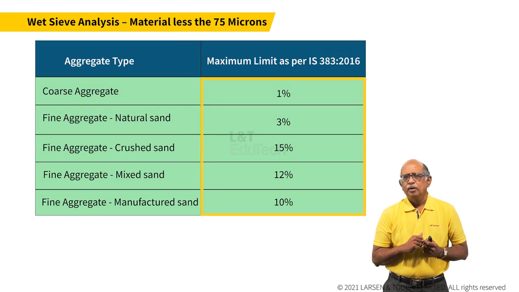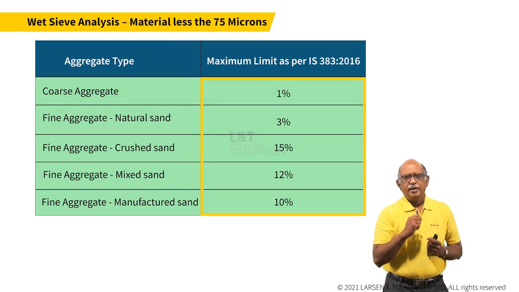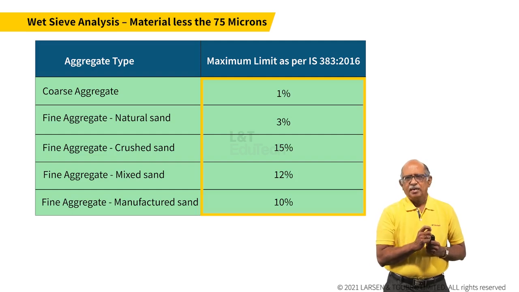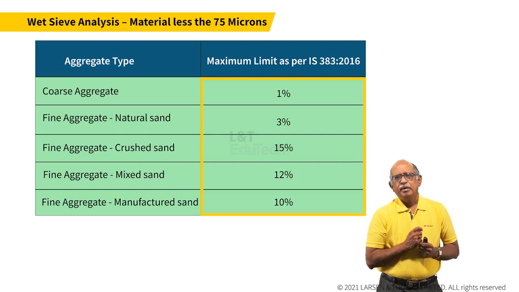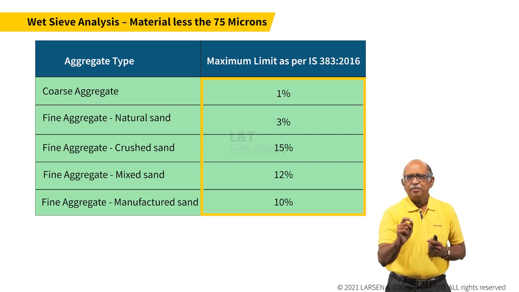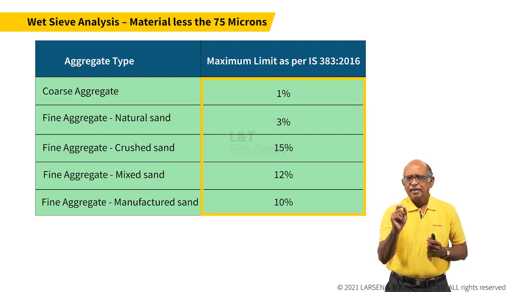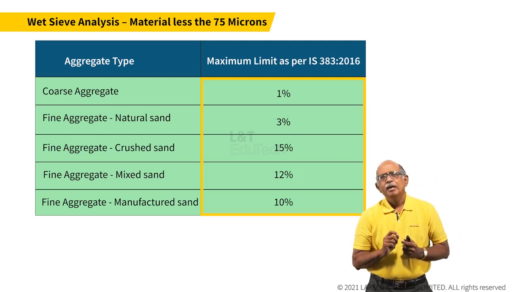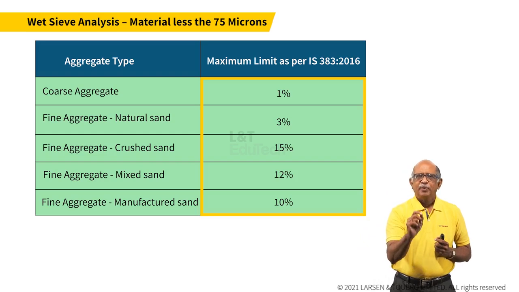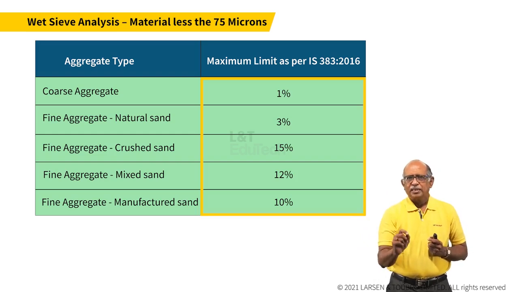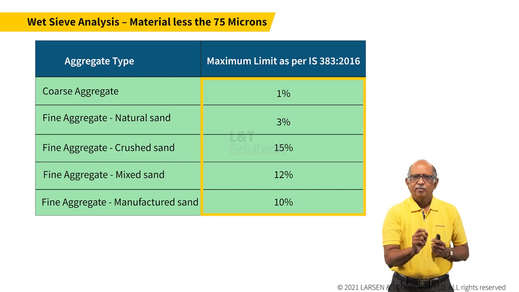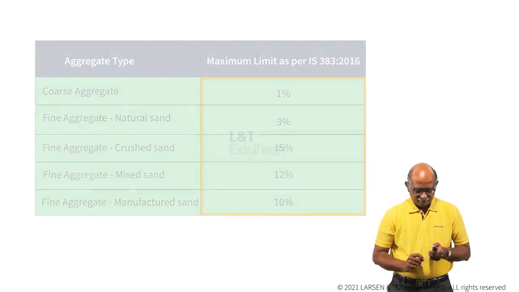When you talk about material finer than 75 microns, in case of natural sand, it can be 3% by weight. In case of crushed sand, it can be 15% by weight. In case of mixed sand, it can be 12% by weight. And in case of manufactured sand, it can be 10% by weight. That means these are the values specified as per the code. When you do the wet sieve analysis test, the values have to conform to this requirement.